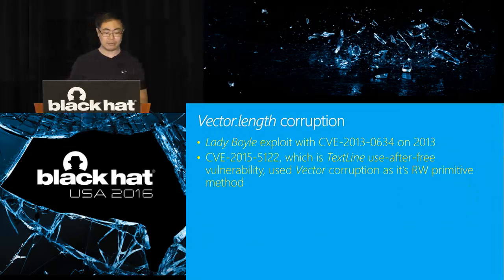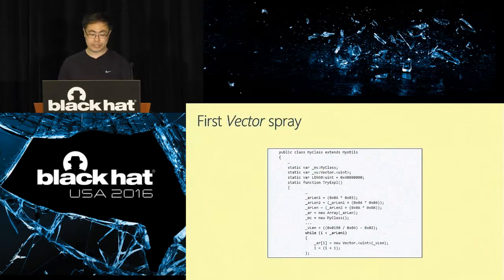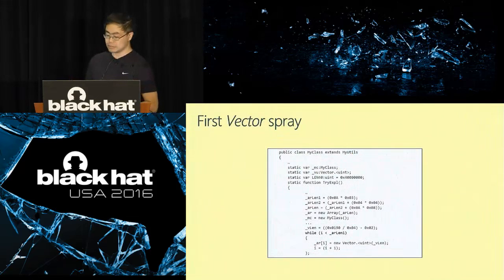First, vector length corruption. This one came from 2013 and was used for about 2 years. It's a long time. Adobe finally fixed it last year and blogged about it, and GPZ blogged about it too. You can find a very detailed explanation in those resources. We are going to go through just one example from the most recent one, CVE-2015-5122. This one is a use-after-free vulnerability, but first, it's just doing some vector spray.